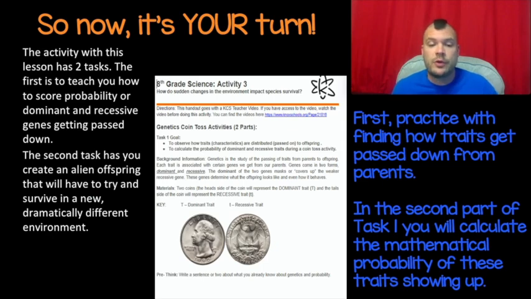So if you flip your coins, and both of them are heads, then that means you have a double dominant trait. If you flip your coins and you get both tails, it would be a double recessive trait. Or it would be one dominant and one recessive. But remember, with the dominant and the recessive, that recessive still gets covered up. So the second part of the task, you will actually get to calculate mathematically. I know you're so excited to do math. Calculate mathematically the probability of these traits showing up.